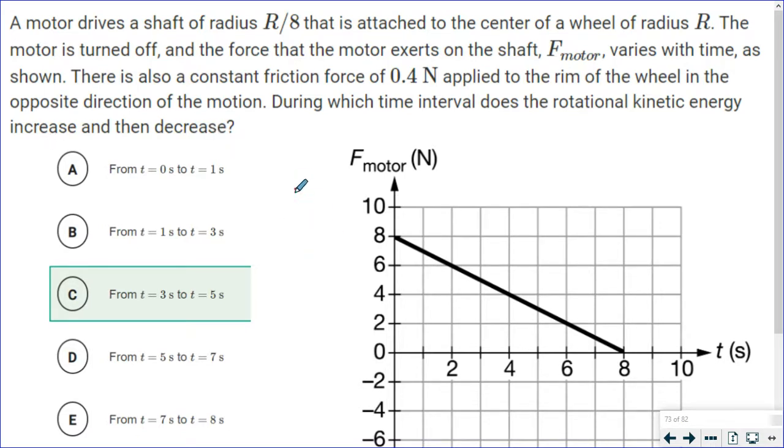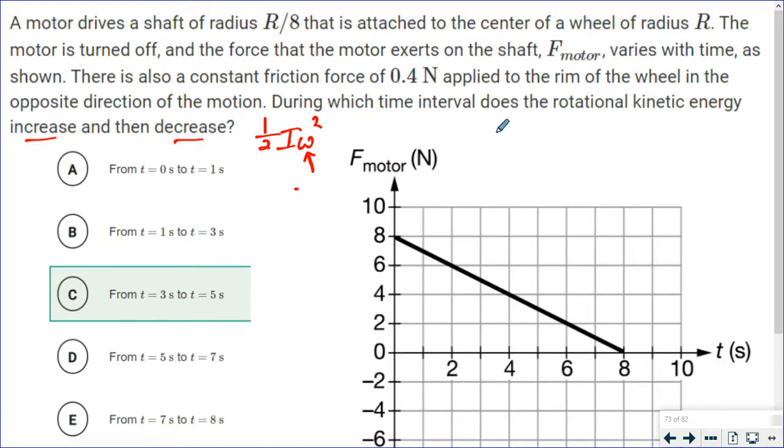Well, the rotational kinetic energy, that's 1/2 I omega squared. And how would this increase or decrease? Well, the I isn't going to change, and so the only thing that could change is this. So what the question's really asking is, when is the acceleration positive? If it's positive, then our omega term is increasing. That would be an increase in kinetic energy. And when does it turn negative? And that'd be our decrease in energy. So that's related to your torque.